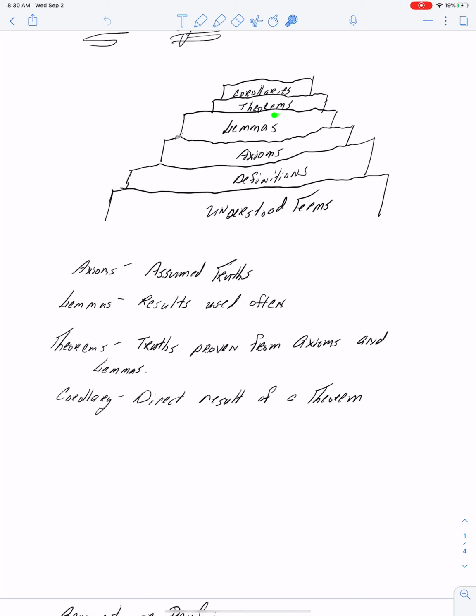Okay, and then on top of lemmas are called theorems. What's a theorem? A theorem is a proven truth. It's a truth that we prove using everything that came before. Other theorems, lemmas, axioms, and definitions. And finally, what is a corollary? Or if you're British, corollary. A corollary is a direct result of a theorem. All right, so this is what makes up a mathematical system.